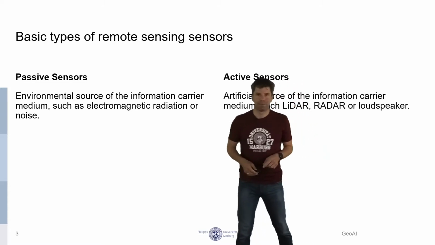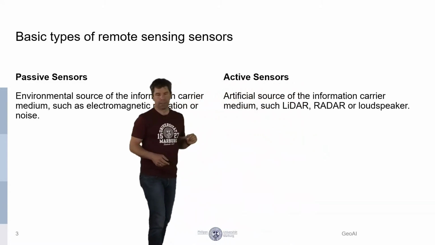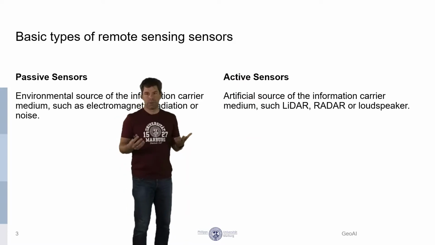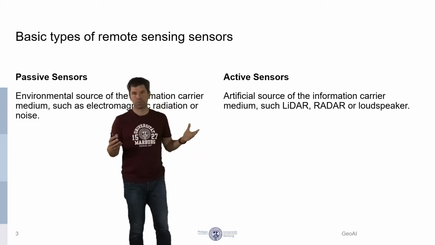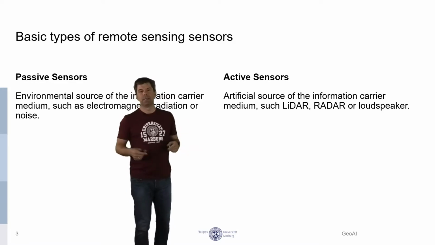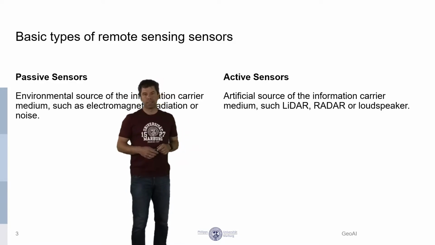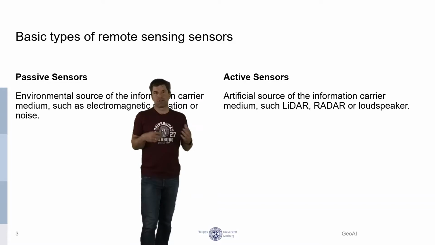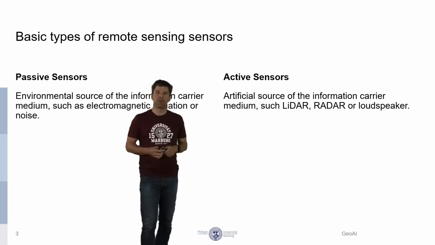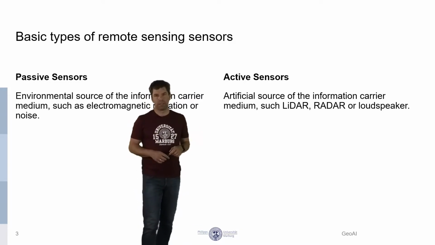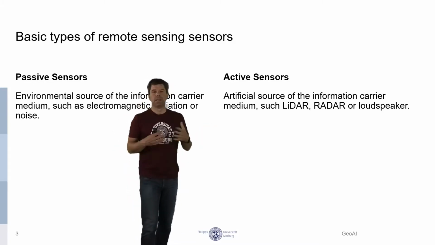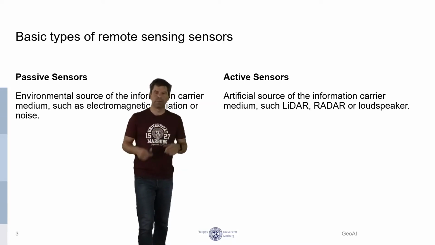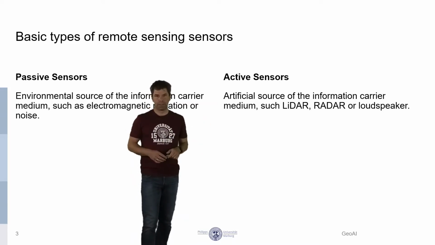The other type are active sensors. They bring their own source for the information carrier medium. And you all know the radar systems. Microwaves are emitted and they are scattered back from some objects in the atmosphere, for example, from airplanes. And that's detected by the radar system, so it has its own source for that information carrier, and it's generally electromagnetic radiation, but you can also use sound, so you can use a loudspeaker and then detect the reflected noise with these active sensors.